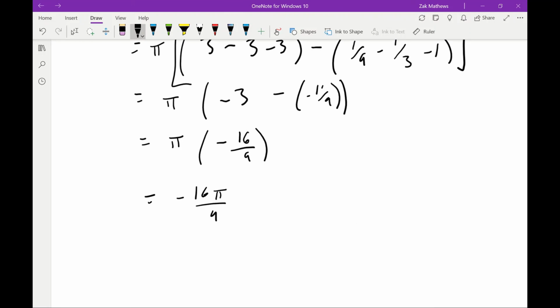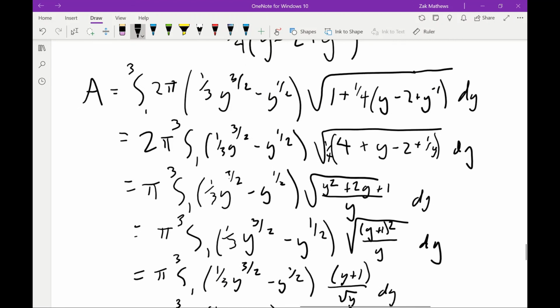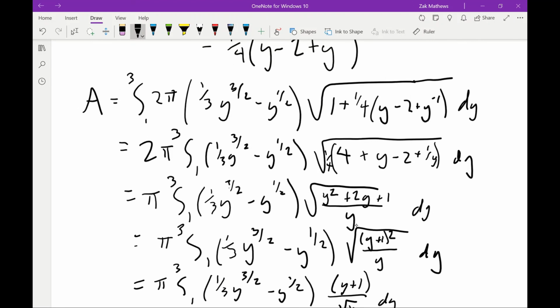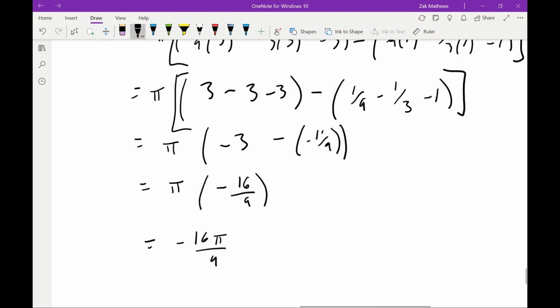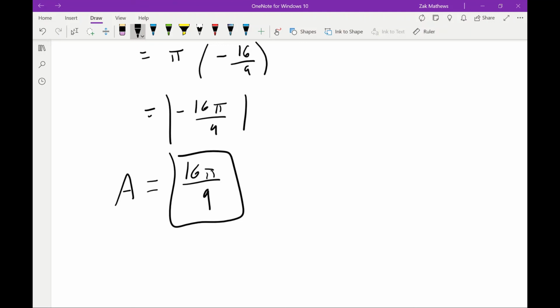But we said at the beginning we expected this to be a negative area. And so really we needed to be taking the absolute value of this the entire time. I didn't write it there just because it'd be a lot to write, but we did need the absolute value the whole way down because areas are always positive. And so when we take the absolute value of this, we get our area to be 16 pi over 9. And there's our surface area.